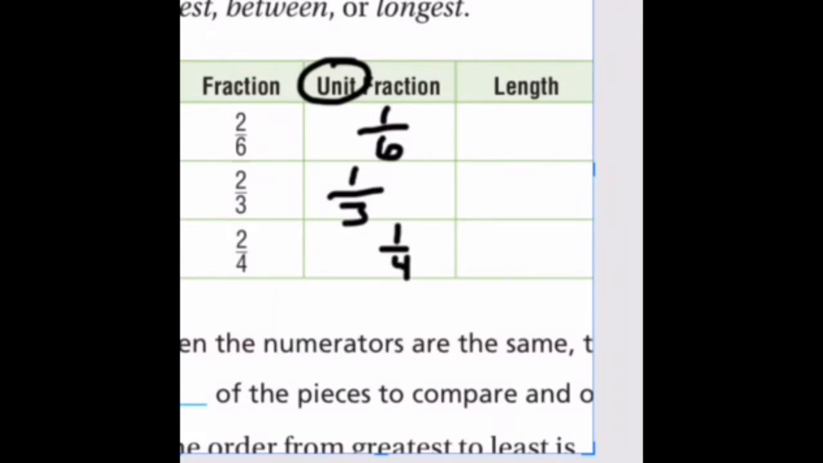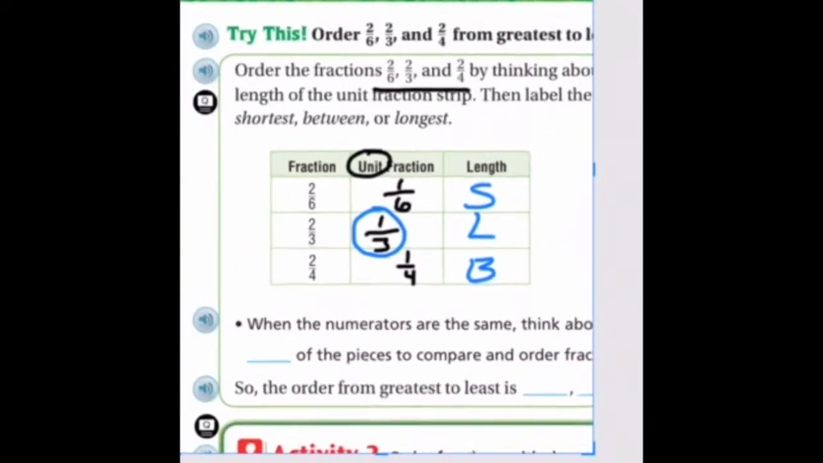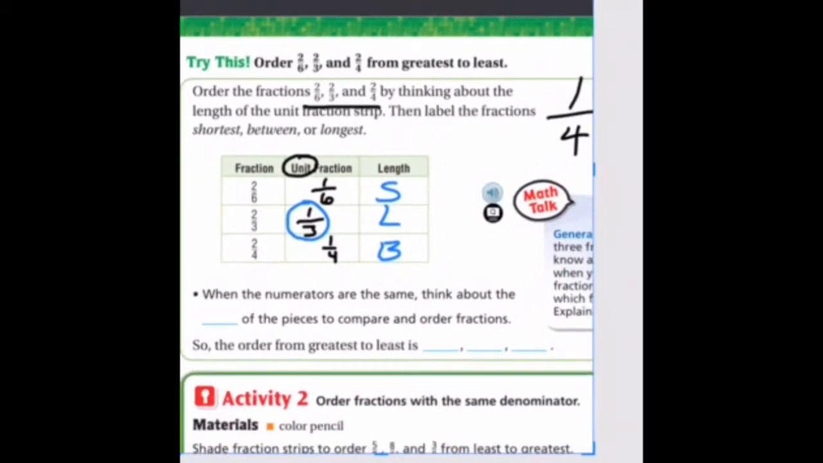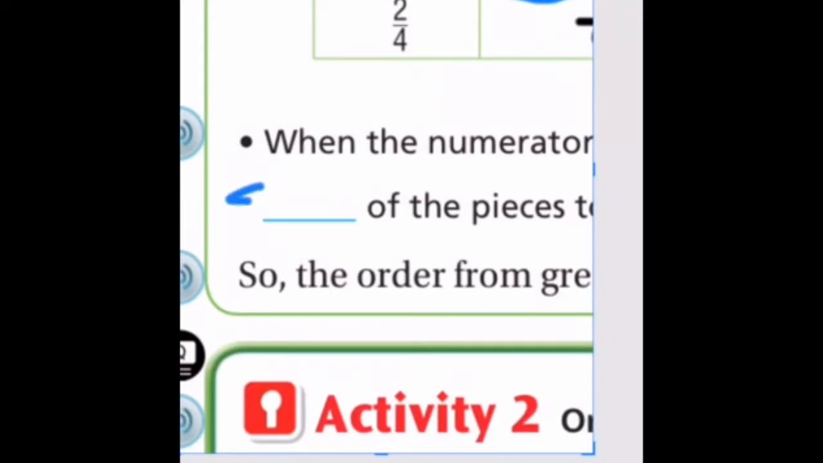Okay, so which one's longer? We learned a while ago that if the whole is divided into the fewest number of parts, then each part in the whole is going to be bigger, right? So this is the longest, this is between, and this is the shortest. All right. When the numerators are the same, think about the size of the pieces to compare and order fractions.